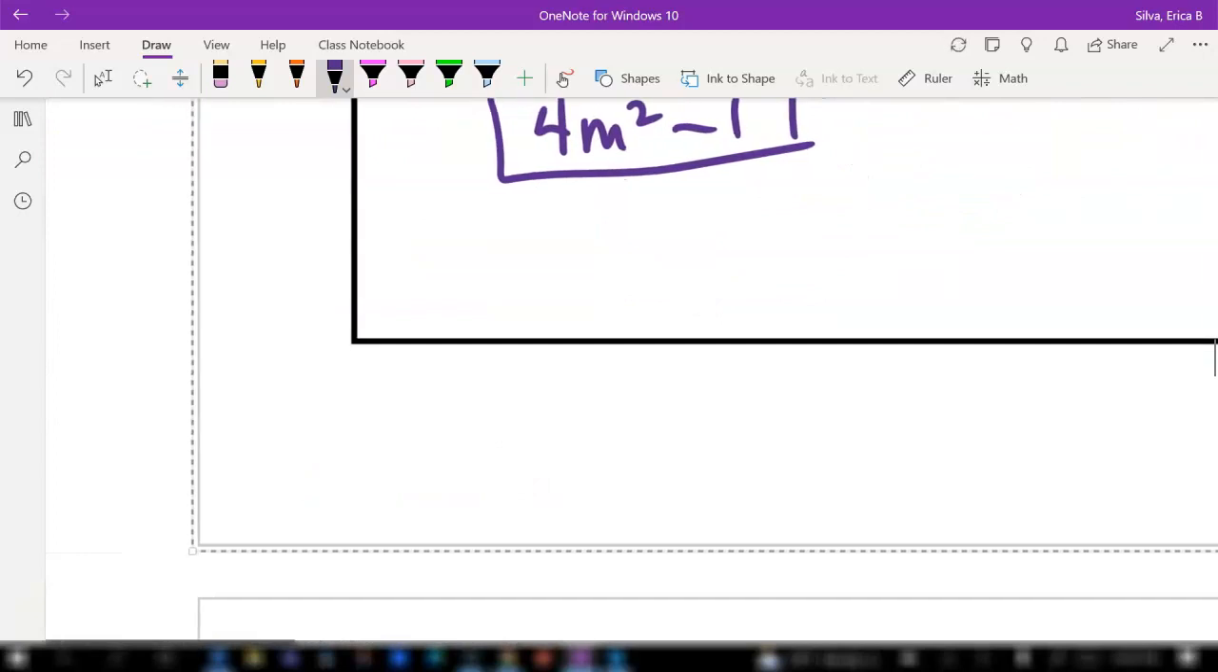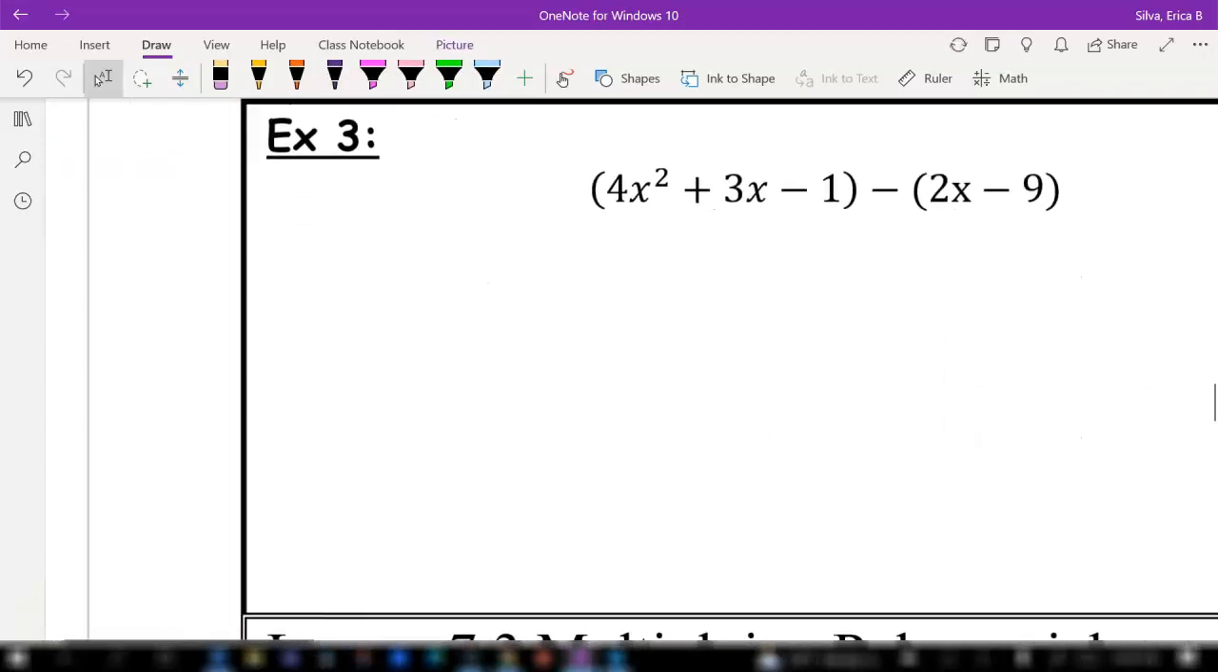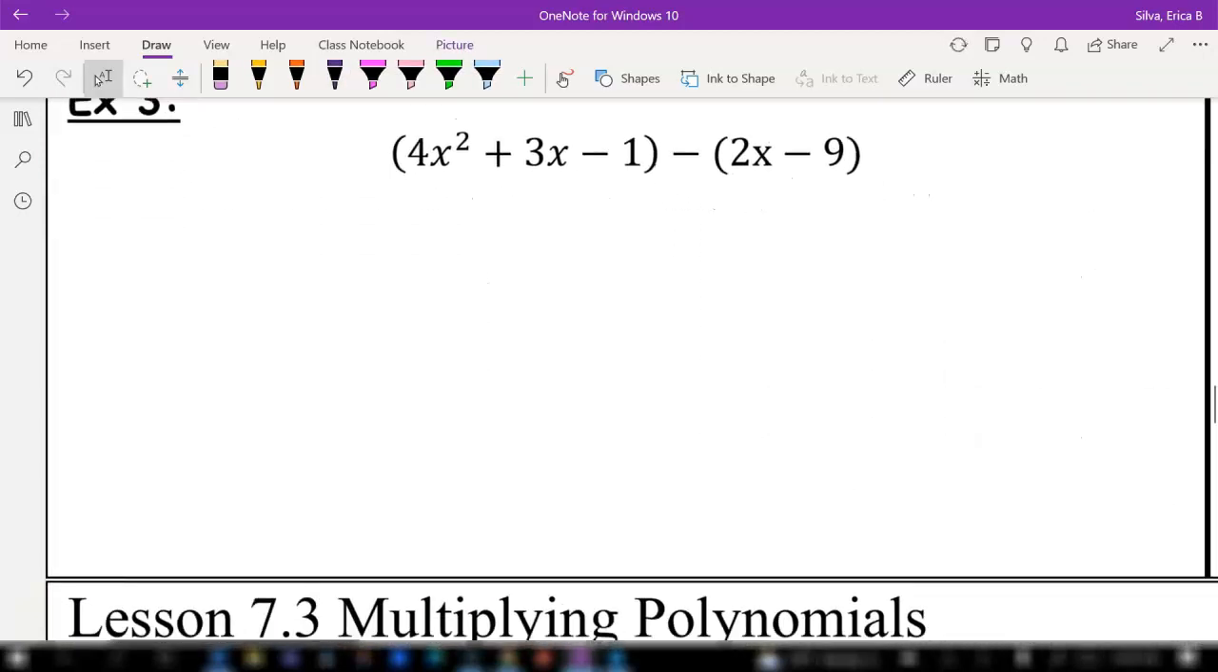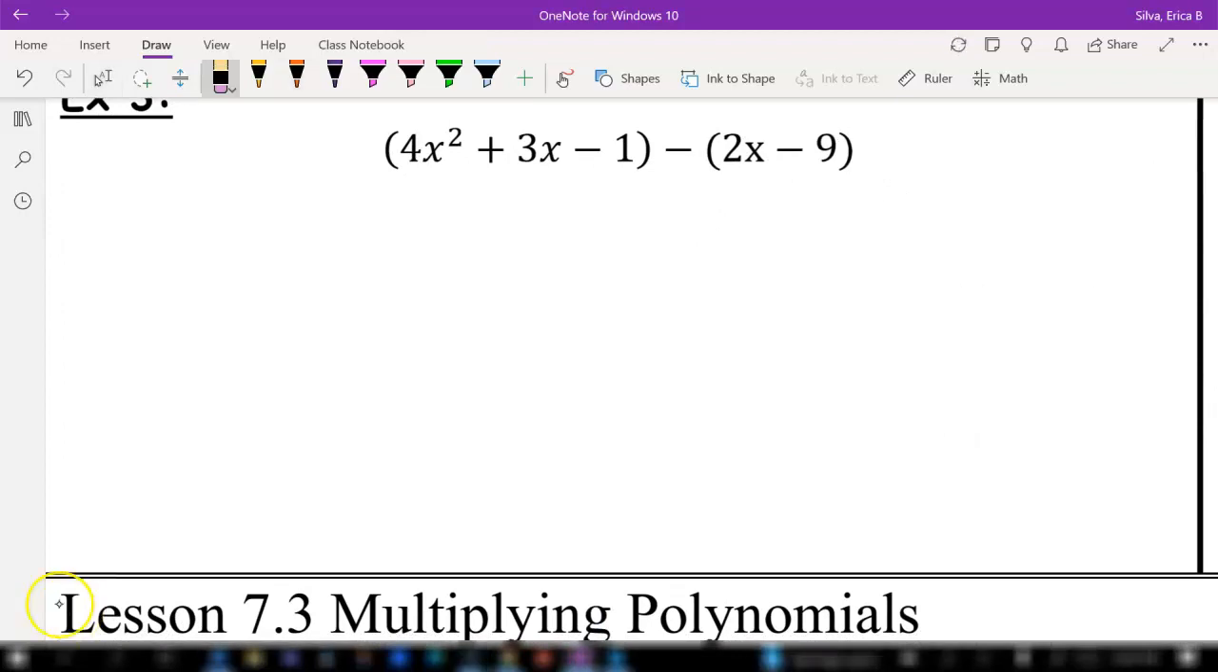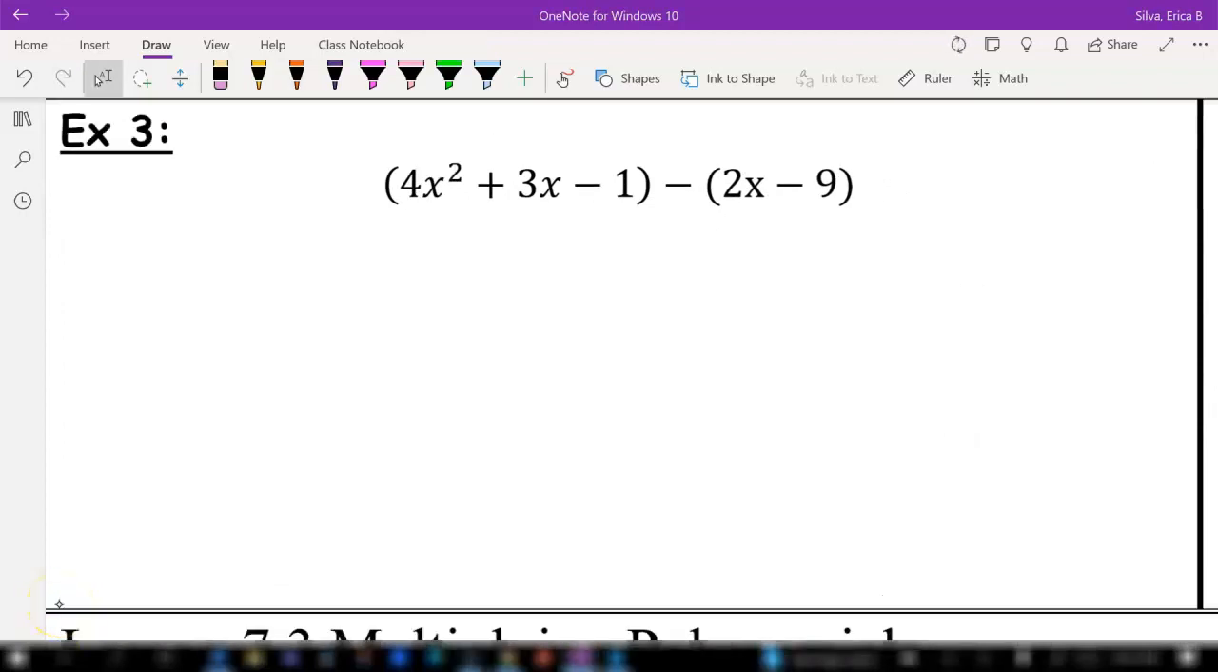Let's move on to the next example. Try to do this one on your own, and then come back and check your answer. Okay, let's look at example number 3 now. We look in between the two groups, and we're subtracting the second group, which means we're subtracting 2x. Then we're subtracting negative 9, which means we are adding 9.